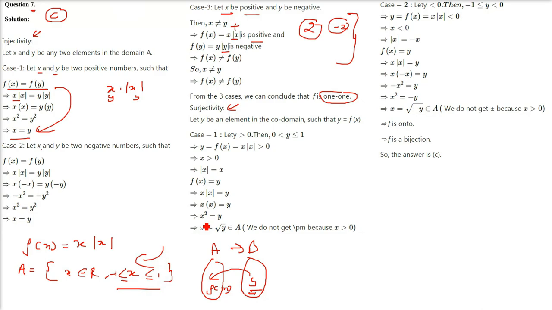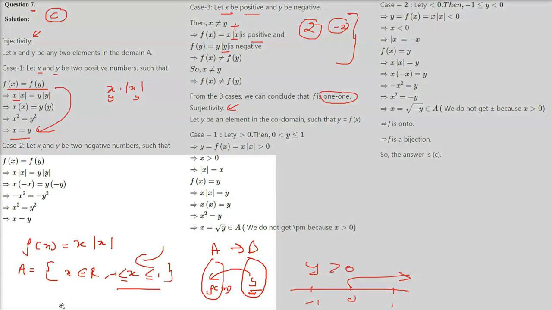So first case, we assume y to be greater than 0. This is a number line. So y is greater than 0, that is y is lying between 0 and 1. Since 1 is inclusive, we say y is between 0 and 1, 1 is inclusive. So y is greater than 0 and less than or equal to 1. So this is the first case.